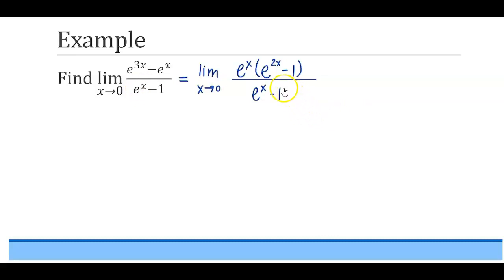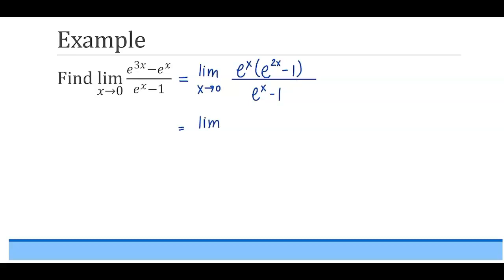So currently, I can't cancel anything. After I factor, I attempt to see if there's anything I can cancel out, and I don't have any products here of terms that are being multiplied that I can cancel. So this e to the x in the numerator cannot cancel with the e to the x in the denominator because of the minus 1 that's there. So what I have to recognize is that more factoring can be done. In the numerator, I have a quantity e to the 2x minus 1, and that's the difference of squares.